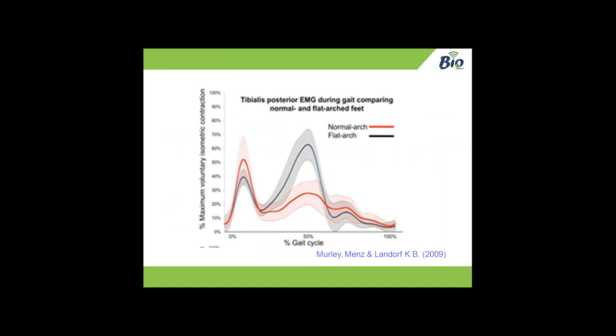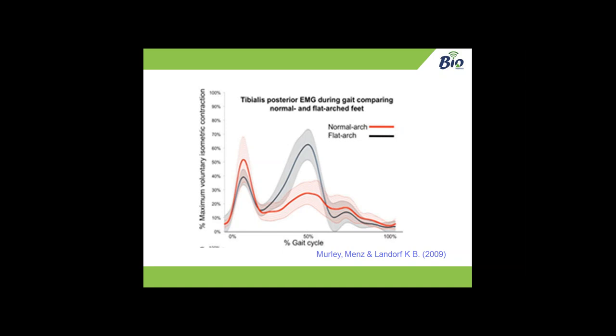Now, when it comes to preventing or slowing down the degeneration process, it's probably the mechanical factors that we're most interested in. And there is a growing body of research that supports a correlation between excess pronation and tib post dysfunction. The graph I've posted here is one I did a literature review on last month, from a research paper by Menz, Merle and Landorf in 2009. What it shows very clearly is that there is a direct correlation between a flatter foot and the amount of muscle activation of the tibialis posterior muscle.